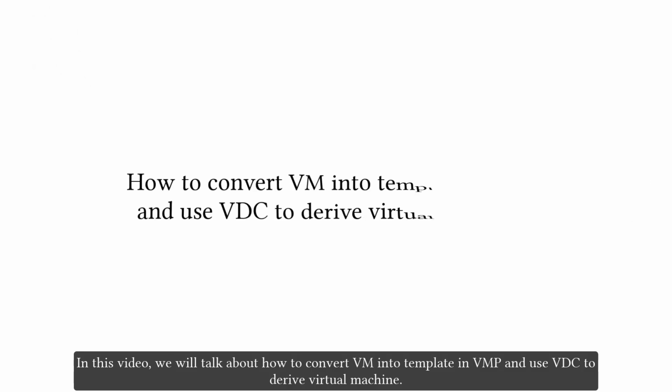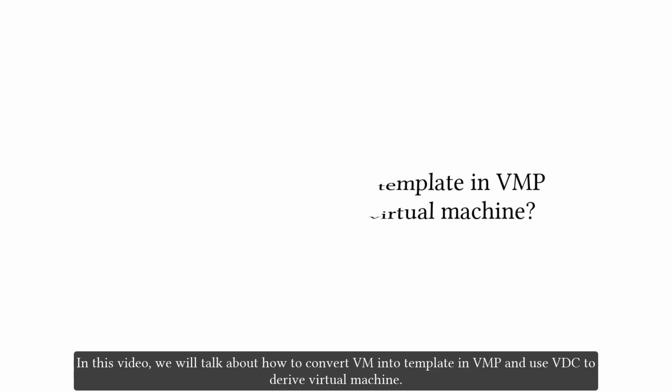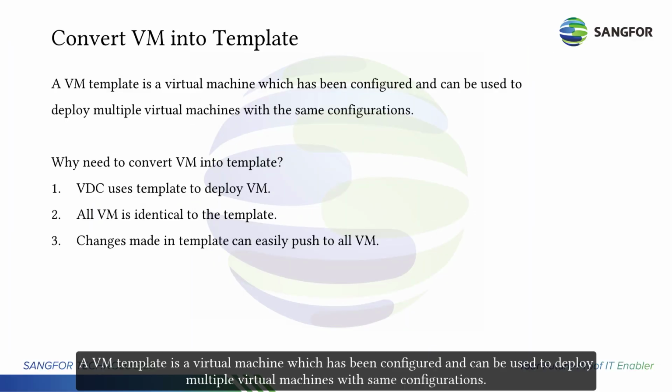In this video, we will talk about how to convert a VM into a template in VMP and use VDC to derive virtual machines. A VM template is a virtual machine which has been configured and can be used to deploy multiple virtual machines with the same configurations.